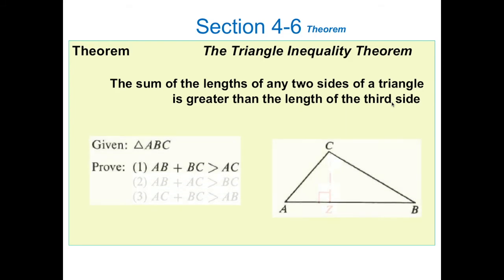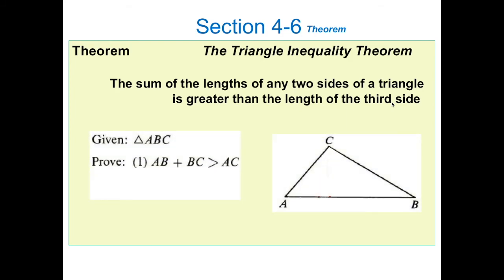So let's talk about this. Let's go ahead and introduce this one very gently right here. We're given any triangle ABC, and we're going to prove a few things here. First of all, if we read this theorem literally, the sum of the lengths of any 2 sides of a triangle is greater than the length of the third side. Question, how many sides are there in a triangle? Well, of course, there are 3 sides in a triangle.